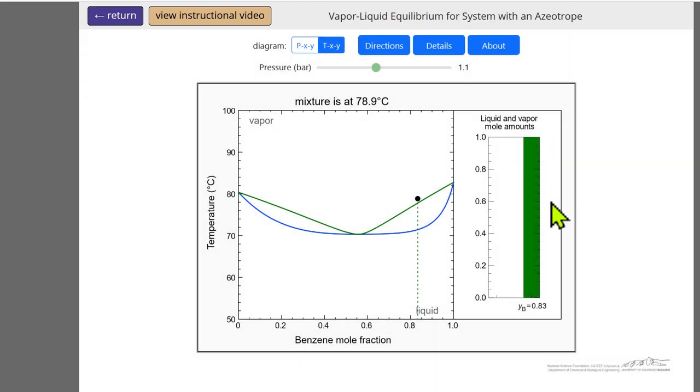And so the point is to better understand the properties of an azeotrope. It's where we have a minimum or a maximum, in this case a minimum, in the TXY diagram, and where the mole fraction of the liquid and the vapor are equal to each other.